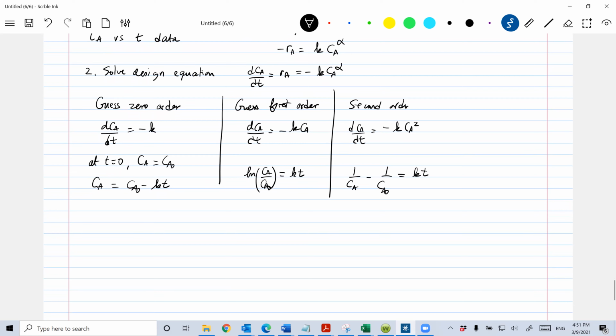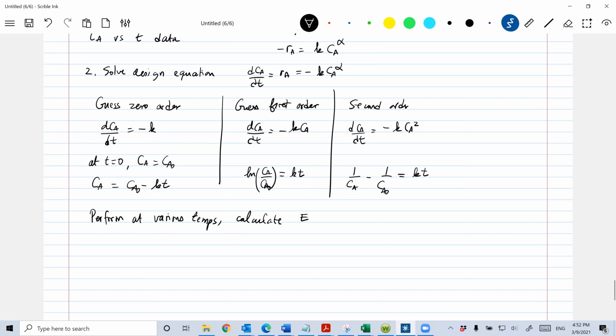Now, you can do this at various temperatures, right? Then you can also calculate the activation energy. So if you perform the experiments at various temperatures, you can calculate the activation energy of the reaction too.